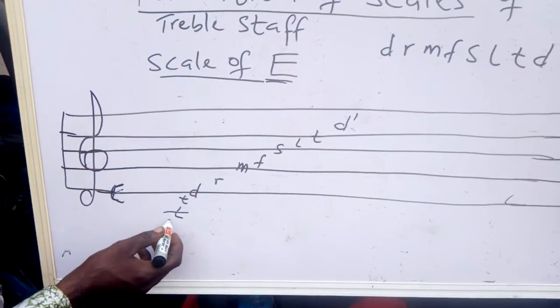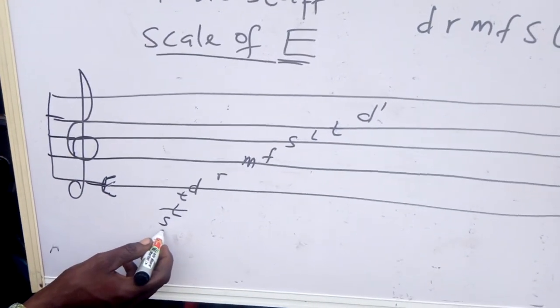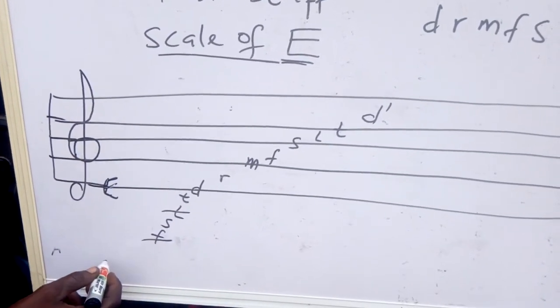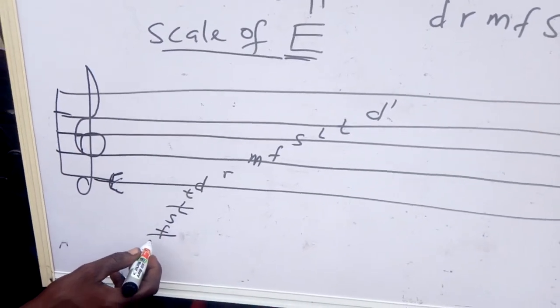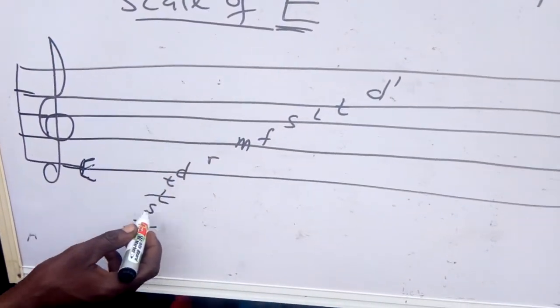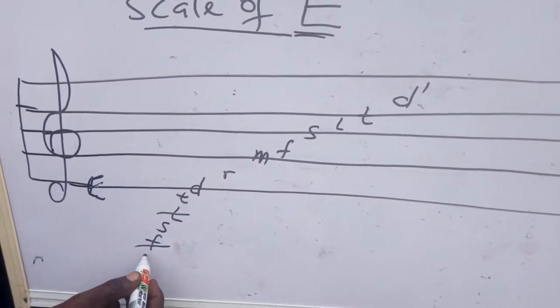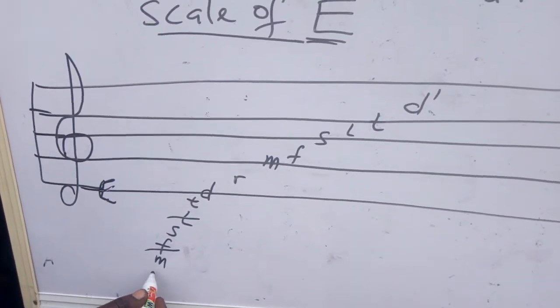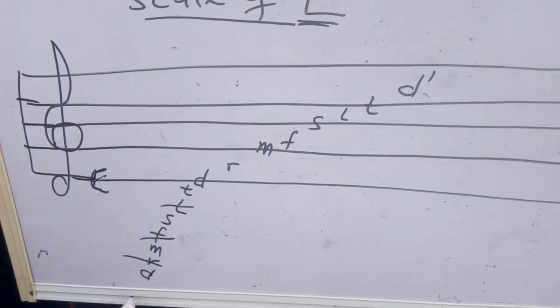You have your la in space, and for fa, you put ledger lines there. This short line I'm using now is called a ledger line. When the notes are going down below the normal staff, you begin to use these short lines to represent the staff. Then you have mi in space, and for re, you put ledger lines. Do will now be in space.